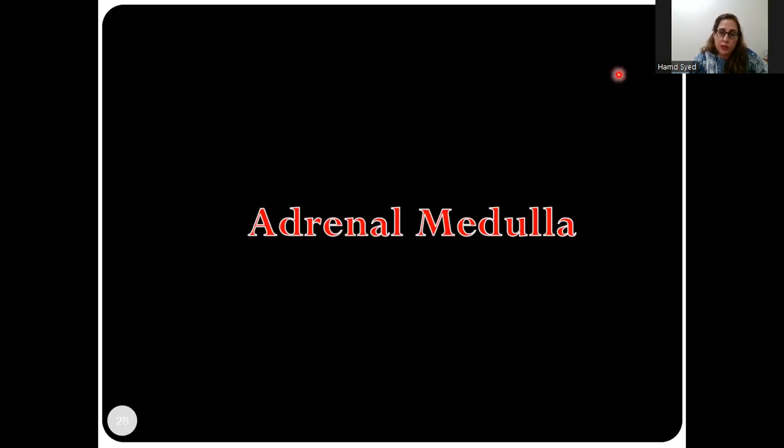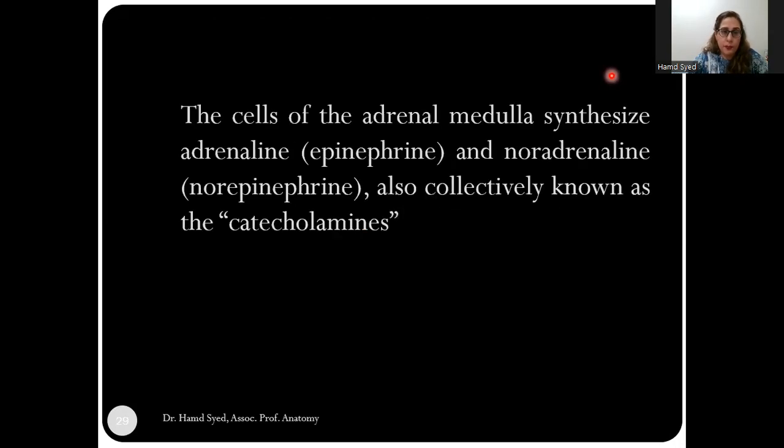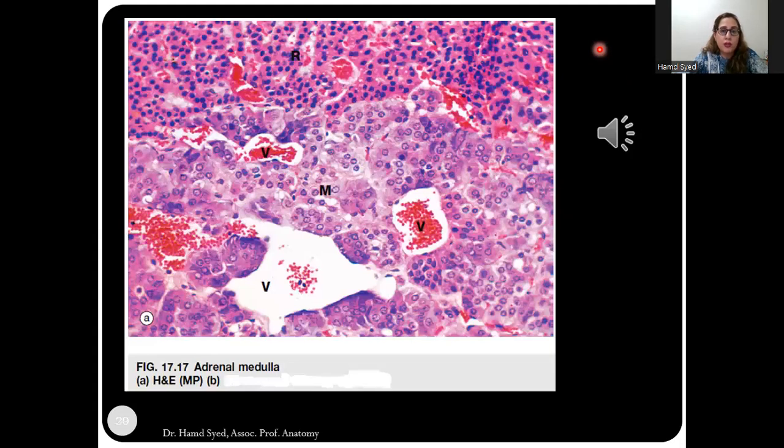So now that we have discussed the adrenal cortex, let's come to the adrenal medulla. The cells of the adrenal medulla synthesize adrenaline and noradrenaline. These hormones, also known as epinephrine and norepinephrine respectively, are collectively called catecholamines. So here is the histomicrograph of adrenal medulla stained with hematoxylin and eosin. Look at the medullary region over here.